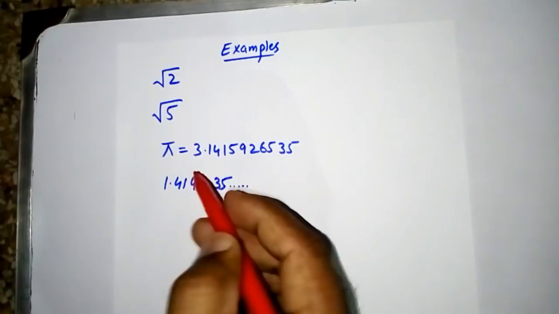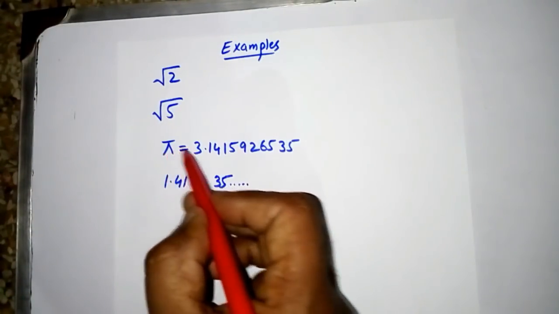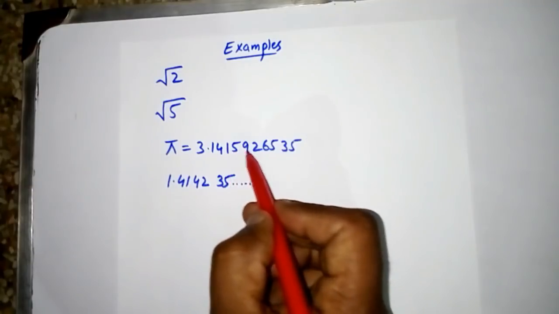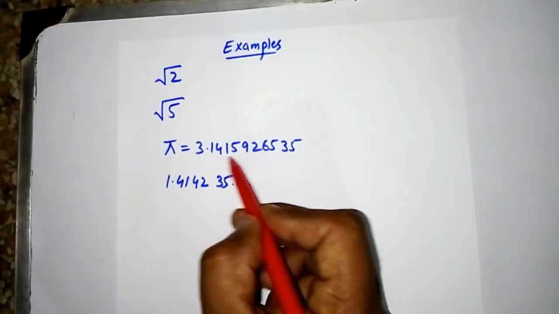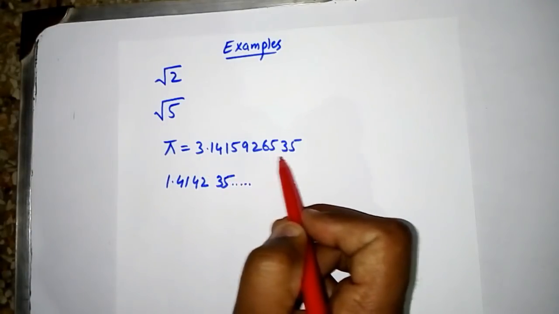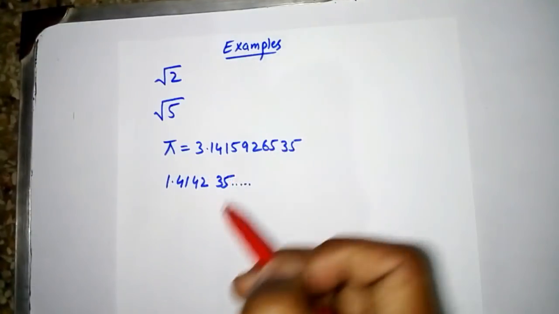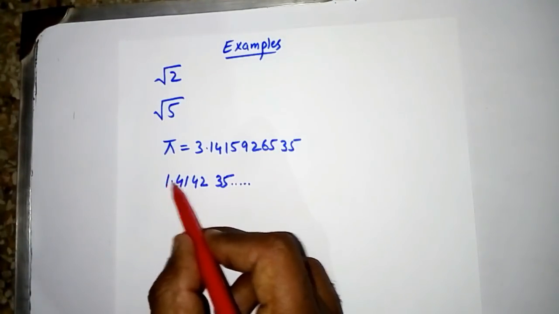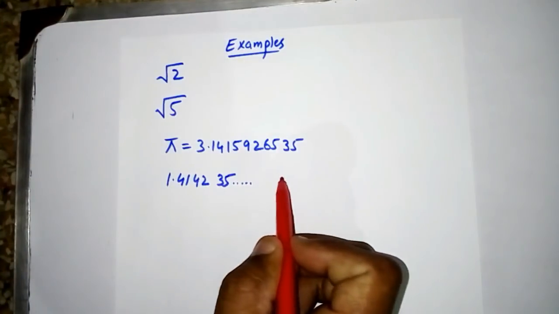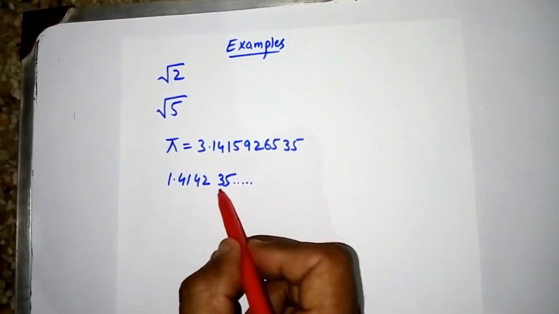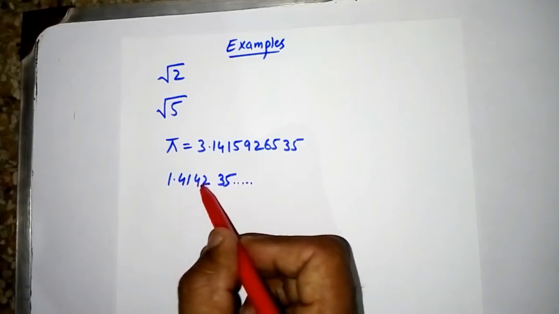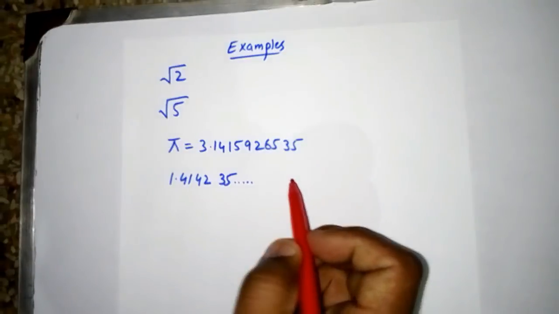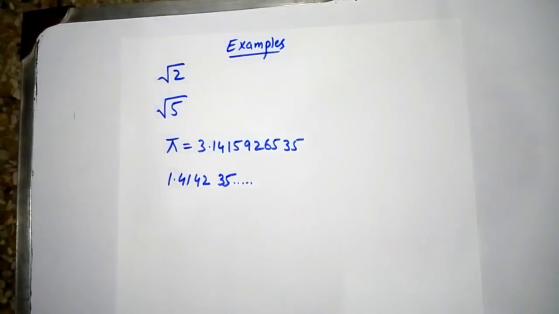A very interesting example of an irrational number is pi. Pi is equal to 3.14159266535. Here you can see there is not any periodic repetition of numbers. Okay, so this is an example of an irrational number. 1.414235 and continuously going on. Here you can see this number is neither terminating, okay, nor is there any repeating decimal, so this is also an example of an irrational number. So this was all about rationals and irrational numbers.